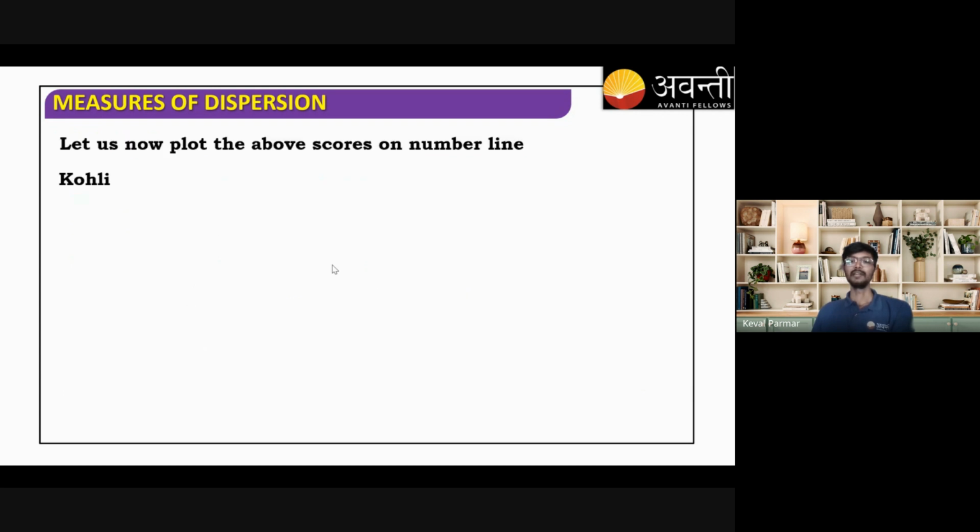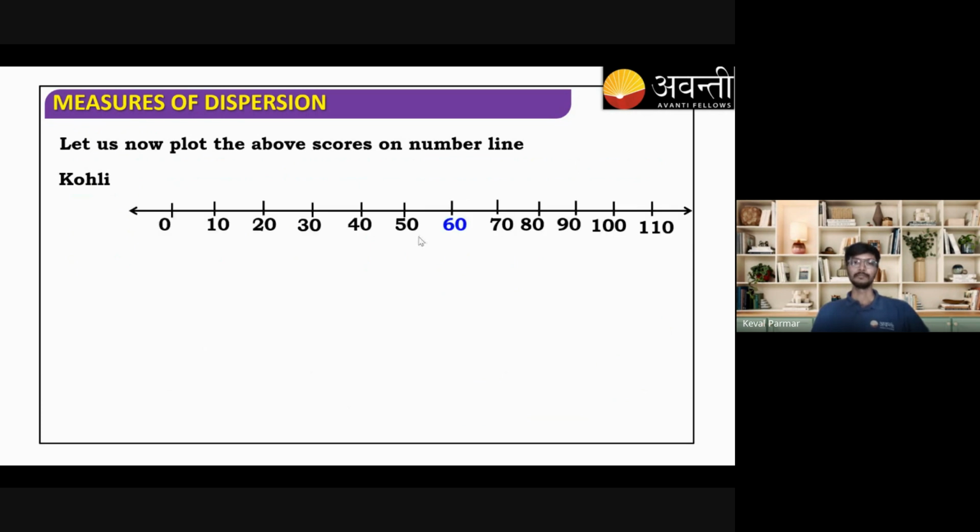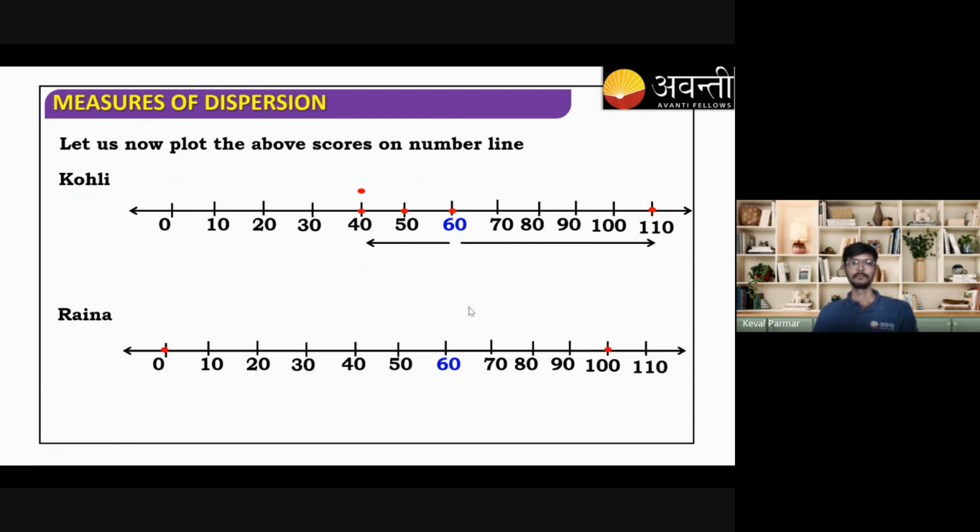So, if we try to plot, now we are moving towards the meaning of the chapter, measures of dispersion. See, we are plotting the scores on the number line. Here are the scores of Kohli. As you can see, 40, 50, 60. Here is Raina. This is the range.